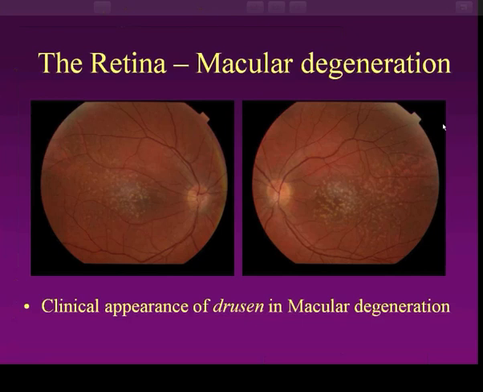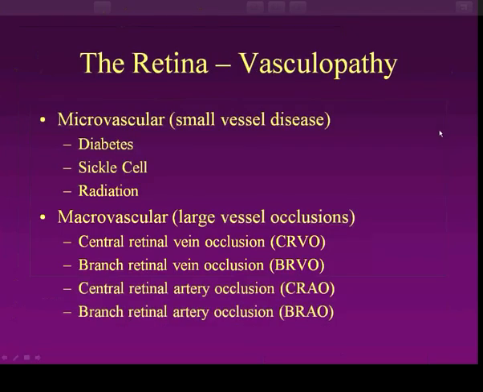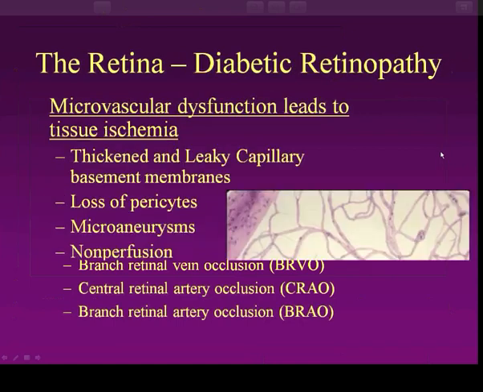Macular degeneration is another common disease of the elderly, manifested by drusen, which are little consolidated clumps of lipofuscin and metabolic waste products at the layer of the RPE and Bruch's membrane. There are a lot of vascular diseases that can be seen in the retina. Diabetes is a very common one, and then vascular occlusion events.